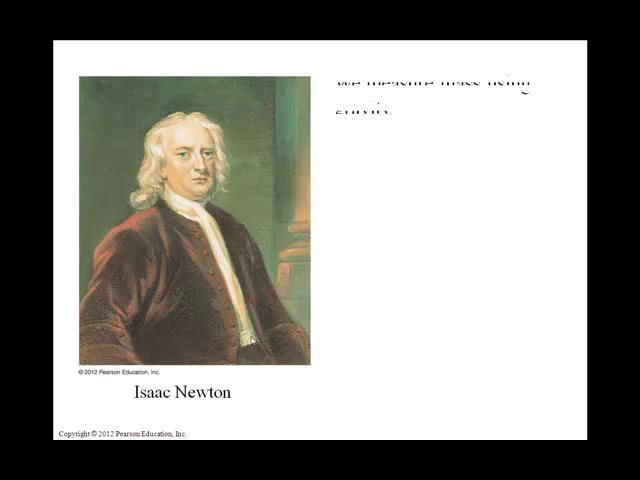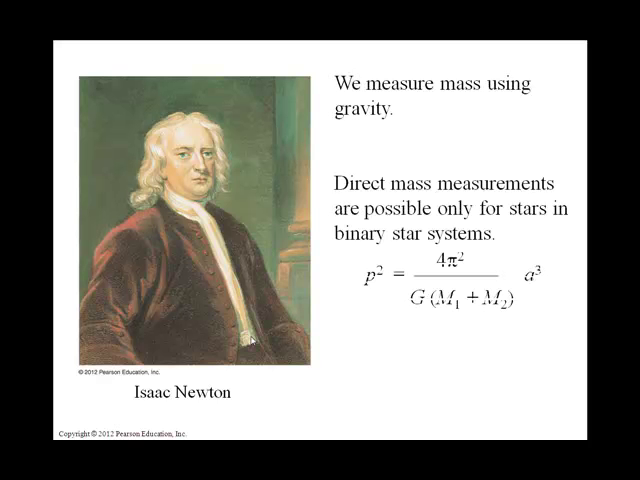So there's Isaac Newton, and he came up with this relationship that we can plug in and get the masses. Actually, in this case, the combined mass of the two stars. The period is the variable P. A here stands for the average separation of the bodies. G is the gravitational constant, and M1 and M2 would be the masses of the stars.